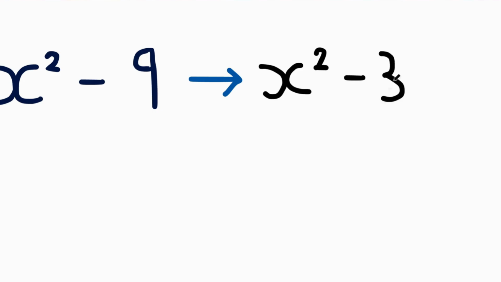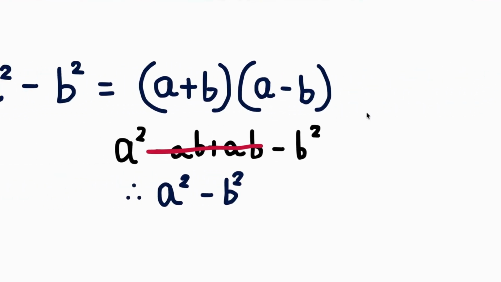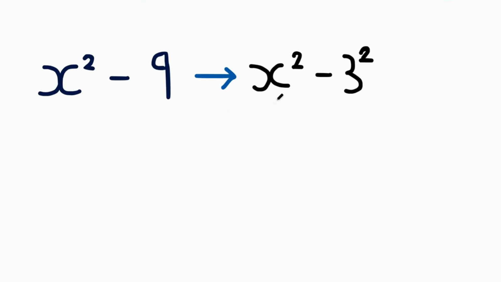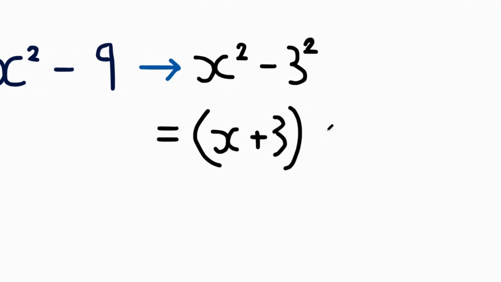So x squared minus 3 squared, you can see that a squared minus b squared, that rule. So then, from what we already know, that always ends up being a plus b times a minus b. So then let's just write in our final answer, which is x plus 3, x minus 3. And the good thing about quadratics, you can always expand these brackets to check if it's the right answer. But yeah, if you follow these tips, you should have no problems at all.